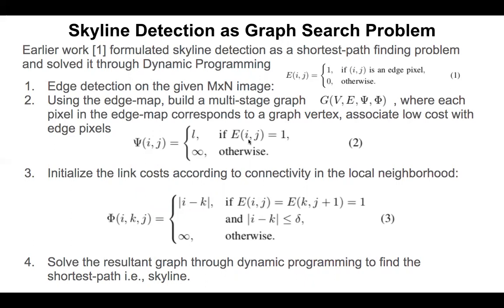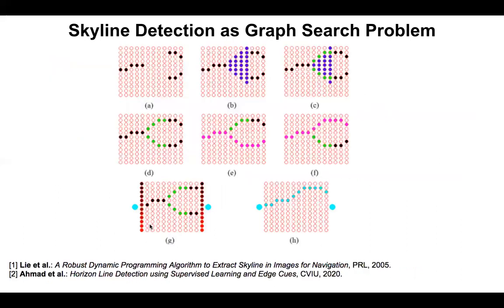Whether a pixel is an edge or not is helpful here. Based on that, we initialize our vertex cost with a constant. The link costs are initialized based on the connectivity of a pixel with its neighbors. Once these vertices and link costs are set, we can solve a shortest path problem using dynamic programming on this multi-stage graph, and the resultant shortest path is essentially the detected skyline.